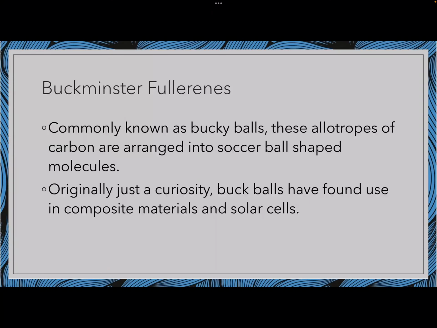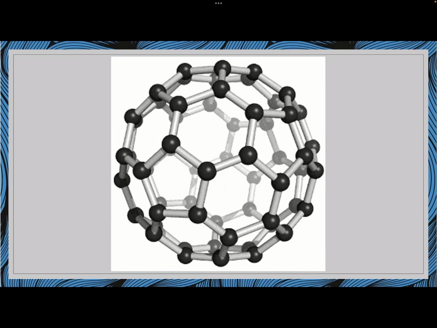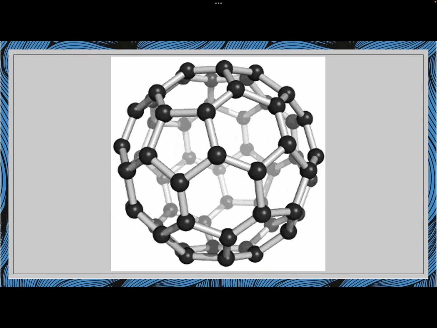Another allotrope of carbon is the Buckminster fullerene. We also call them buckyballs. It's an allotrope that looks like a soccer ball, basically. So we have a bunch of hexagons and pentagons arranged pretty much the same way a soccer ball is arranged. It was originally just a curiosity, but buckyballs are now used in composite materials and solar cells, and also have potential for drug delivery systems into certain parts of the body. So this is a buckyball, just a rotating animation to show you what it looks like. And when I say it looks just like a soccer ball, it's pretty much just like a soccer ball.